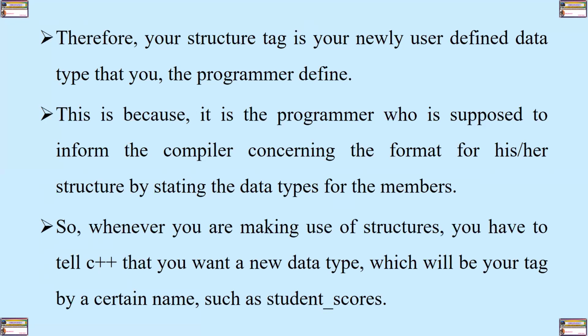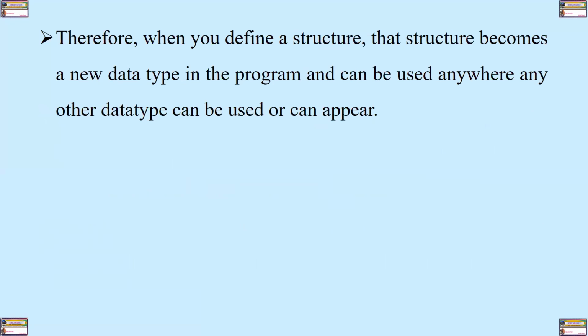So, whenever you are making use of structures, you have to tell C++ that you want a new data type, which will be your tag by a certain name, such as student scores. Therefore, when you define a structure, that structure becomes a new data type in the program, and it can be used anywhere, just like any other data type. And therefore, whenever any other data type can appear, your struct can also appear, because your struct will be part of the data types in application within that program at that time.